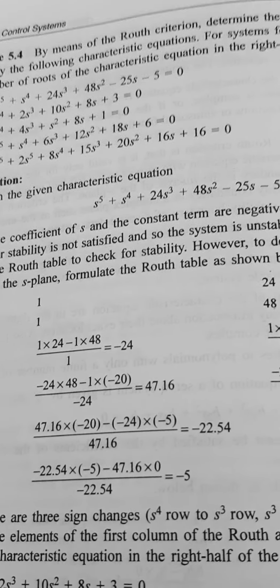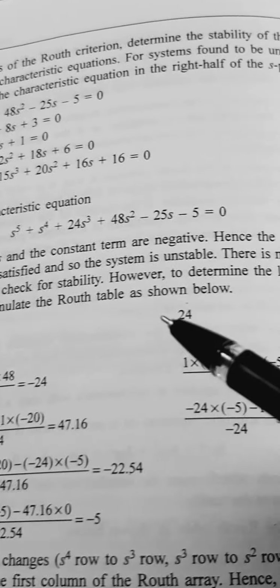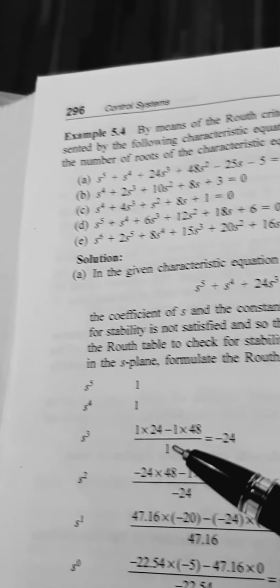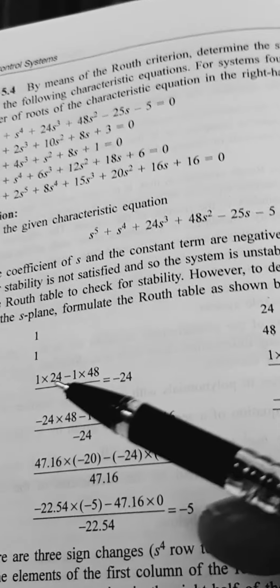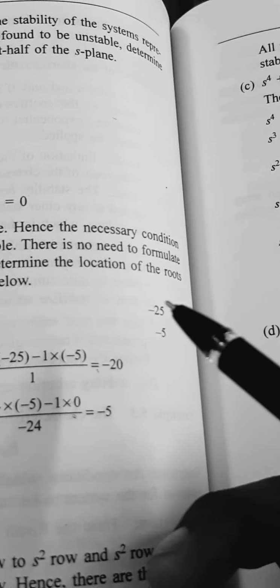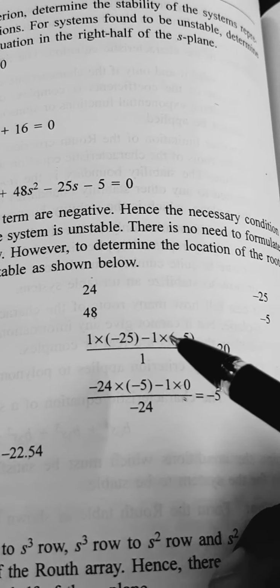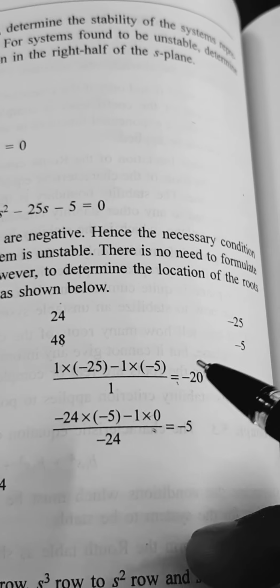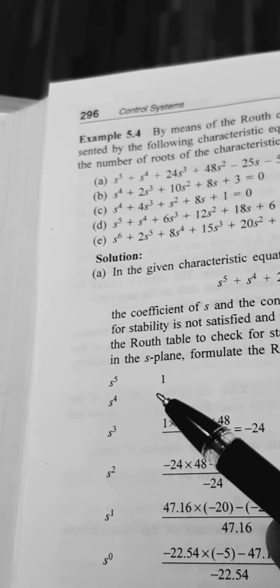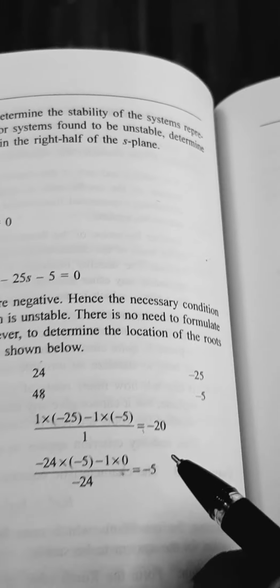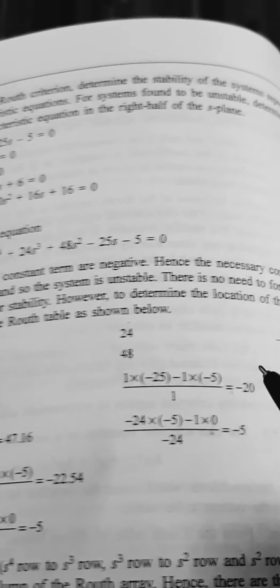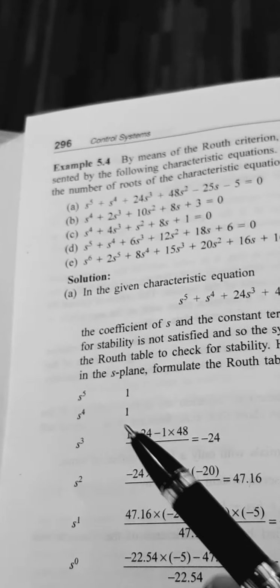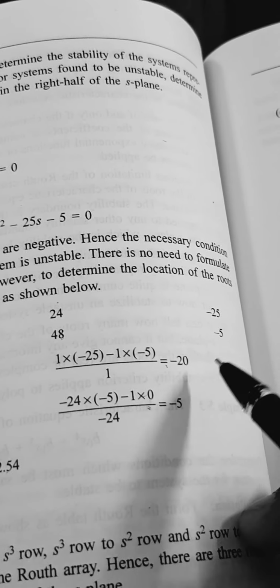Now the second element of this row is calculated this way: 1 into minus 25 minus 1 into minus 5, divided by this one. So you are getting it as minus 20. And the last element, so here only two elements you got. The last element becomes 0 because there is no further processing after this.